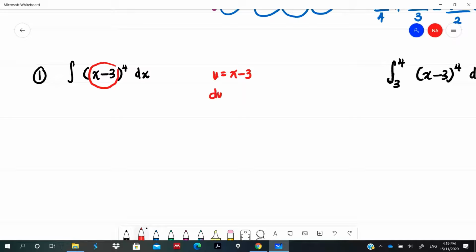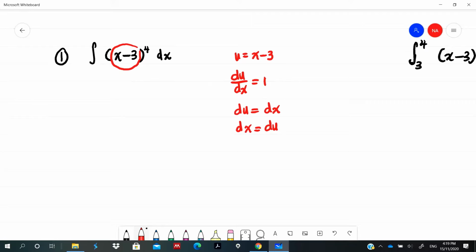So you differentiate this u, and you get du over dx is equal to 1. You want to make dx the subject, so du is equal to dx. So dx is equal to du in this case. Now this x minus 3 has become u, so we have u to the power of 4.